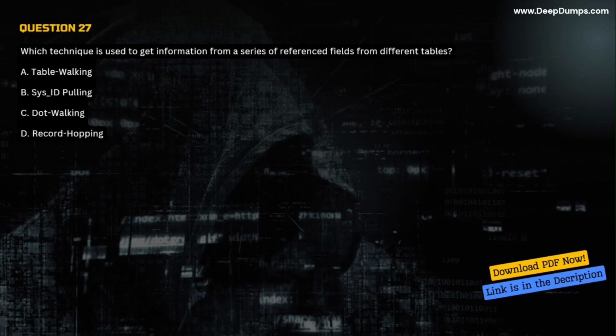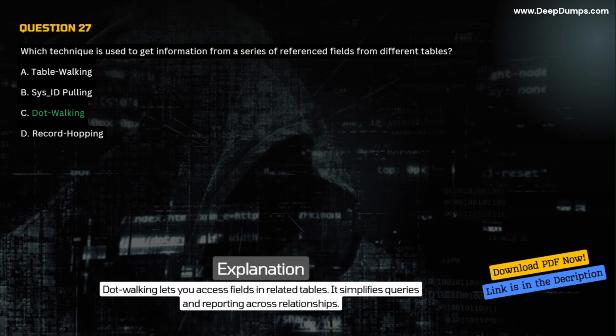Question 27. Which technique is used to get information from a series of referenced fields from different tables? A. Table walking. B. sys_id pulling. C. Dot walking. D. Record hopping. Correct answer C. Dot walking. Explanation. Dot walking lets you access fields and related tables. It simplifies queries and reporting across relationships.